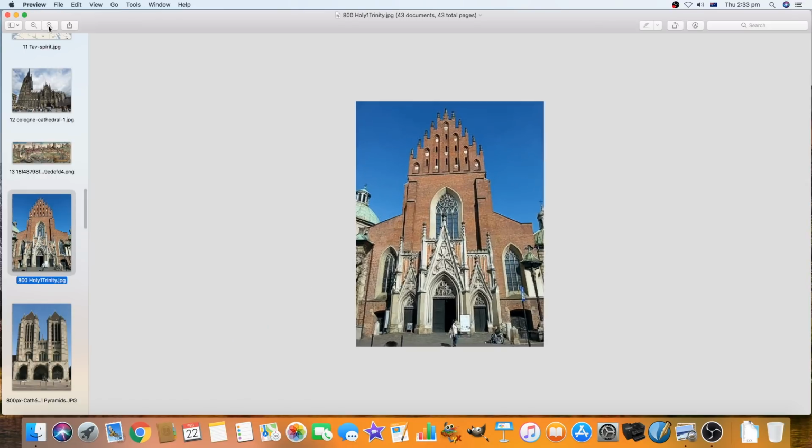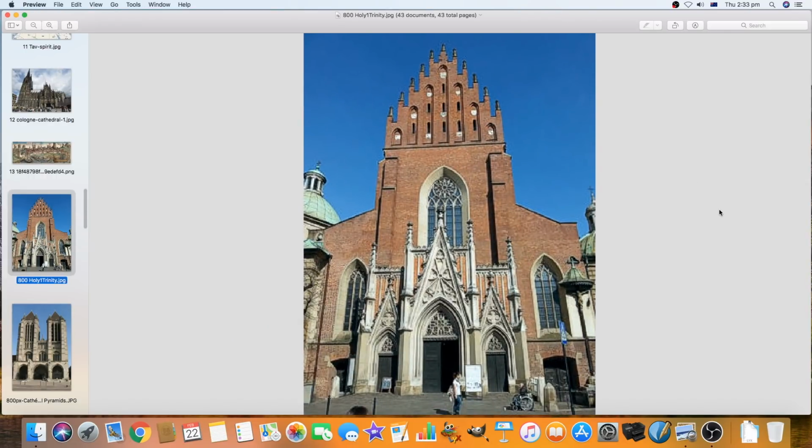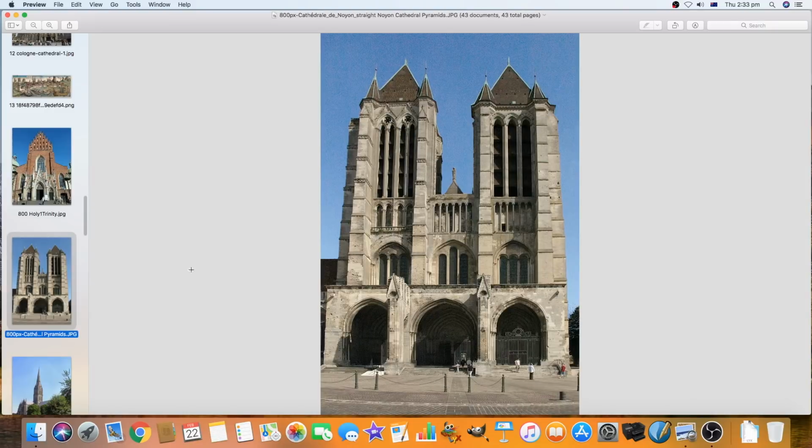And this is in Poland. This is another type of Gothic, brick Gothic that you see in the east, the Teutonic Knights. Again, pyramid-like thing up here and all this stuff going on. And then you have this. It's Nyon Cathedral. And look at these pyramids on top.